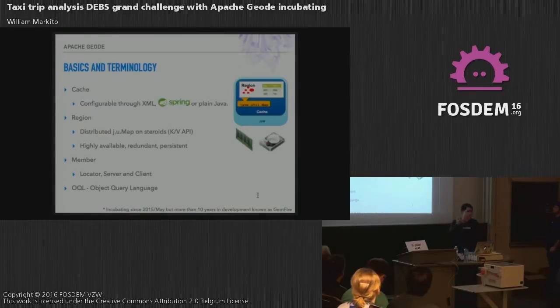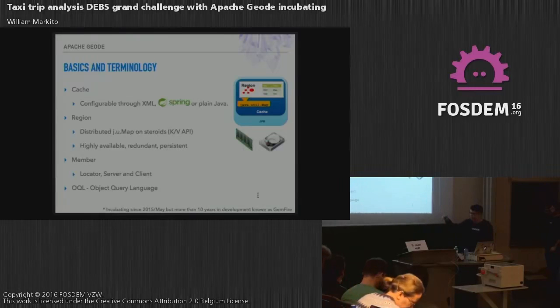Another way to summarize: what is Geode? Geode is an open source project donated to ASF. It's currently incubating. The main concepts in a Geode system are a cache, a region, and a member. A cache you can configure with XML or Spring or Java. A region you can think of as a map on steroids, a hash map with a key value store. It can be redundant, highly available, so distributed across all the nodes in the cluster.